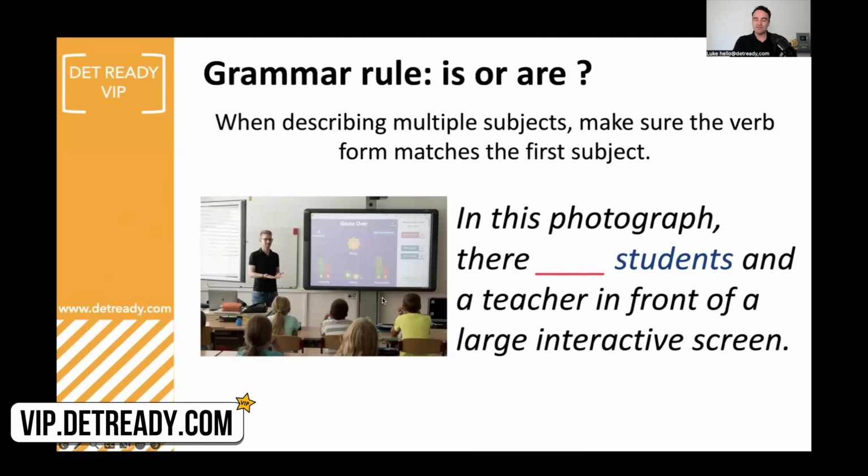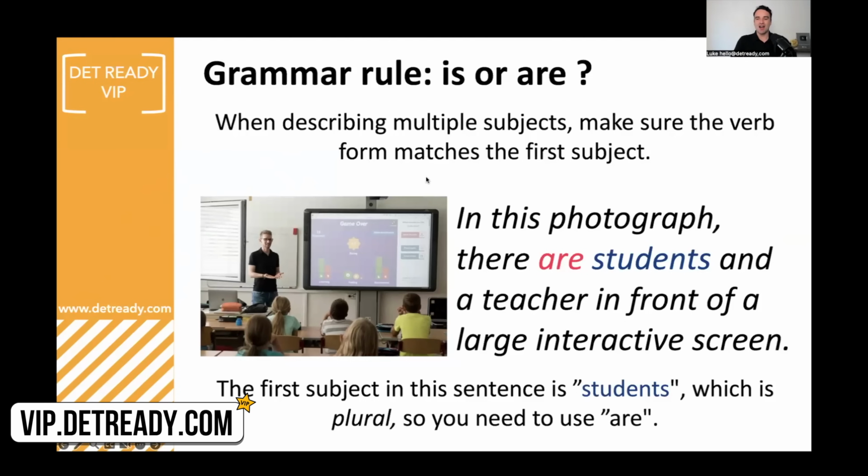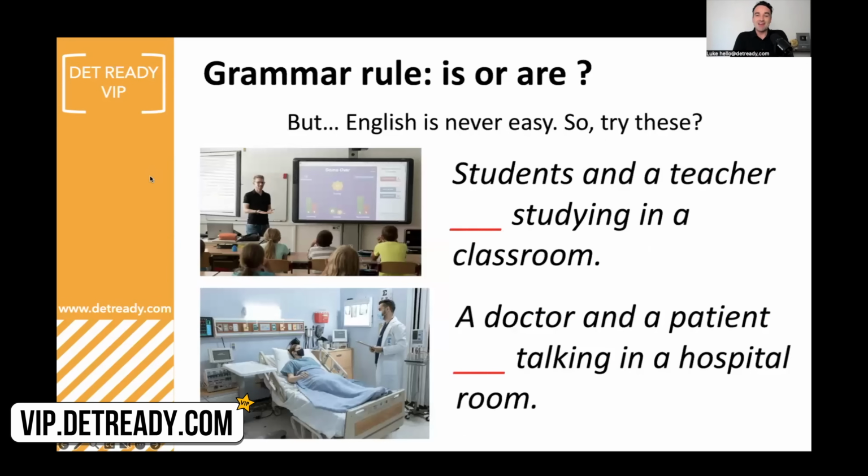Yeah, in this one, same as earlier, but this time we switched the order of the subject. So a teacher is second and students is first. Students is plural. So what is the correct answer here? Yes, everyone's getting it correct. The answer is are, because students is plural. Verb subject agreement is important, and this is a very common mistake I see a lot when people describe their photos on the Duolingo English test. There is more, actually. English is never easy.